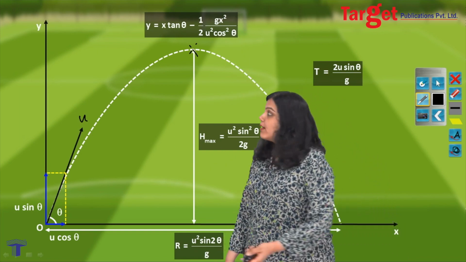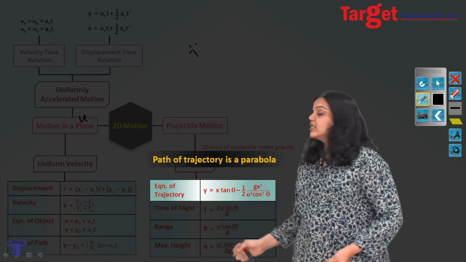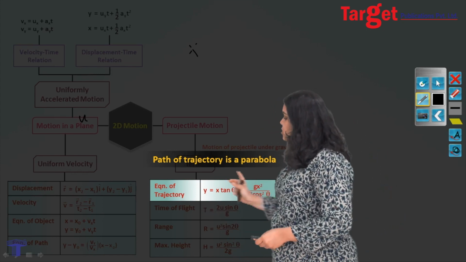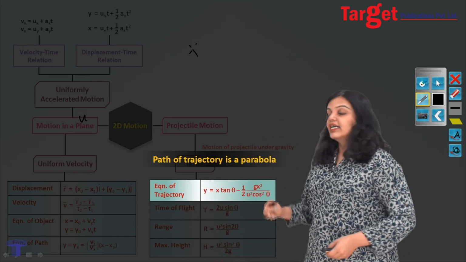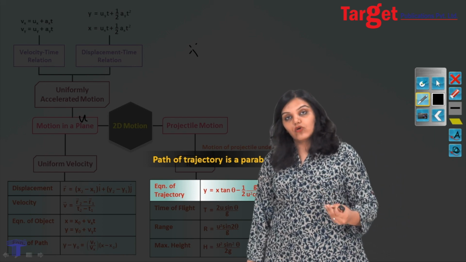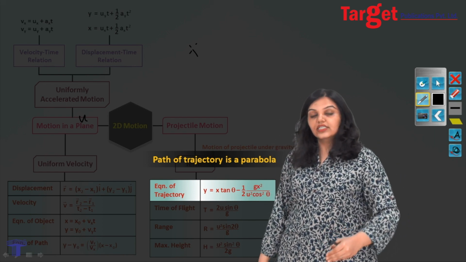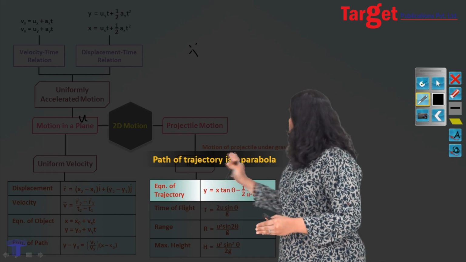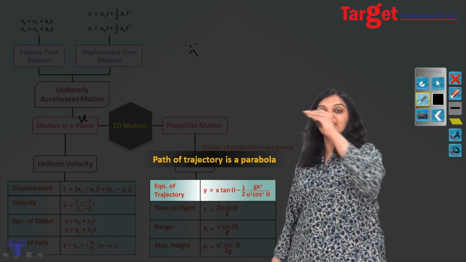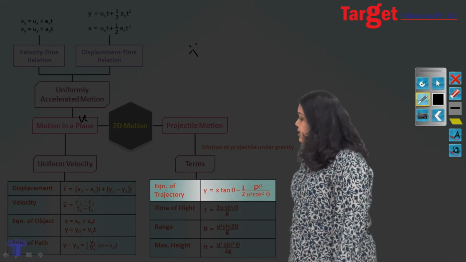Now the only thing to remember about the equation of trajectory qualitatively is that this is the equation of a parabola, and therefore projectile motion with an angular projection is nothing but a parabolic motion. So the object will always have a parabolic curve.